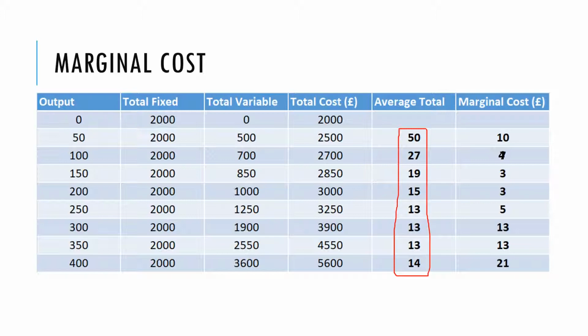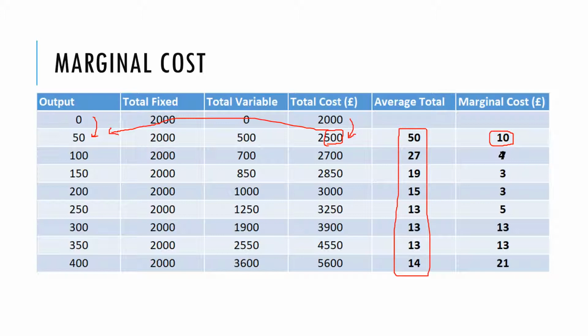So let's have a look at the first example here. If we produce 50 more units, we go from 0 to 50. What's been the change in total cost? Well, the total cost has gone up by 500. So we have 500 more cost from 50 extra units. So what have those extra units each added to the costs? Well, 500 extra costs from 50 extra units, so each extra unit added 10. So the marginal cost here is 10.